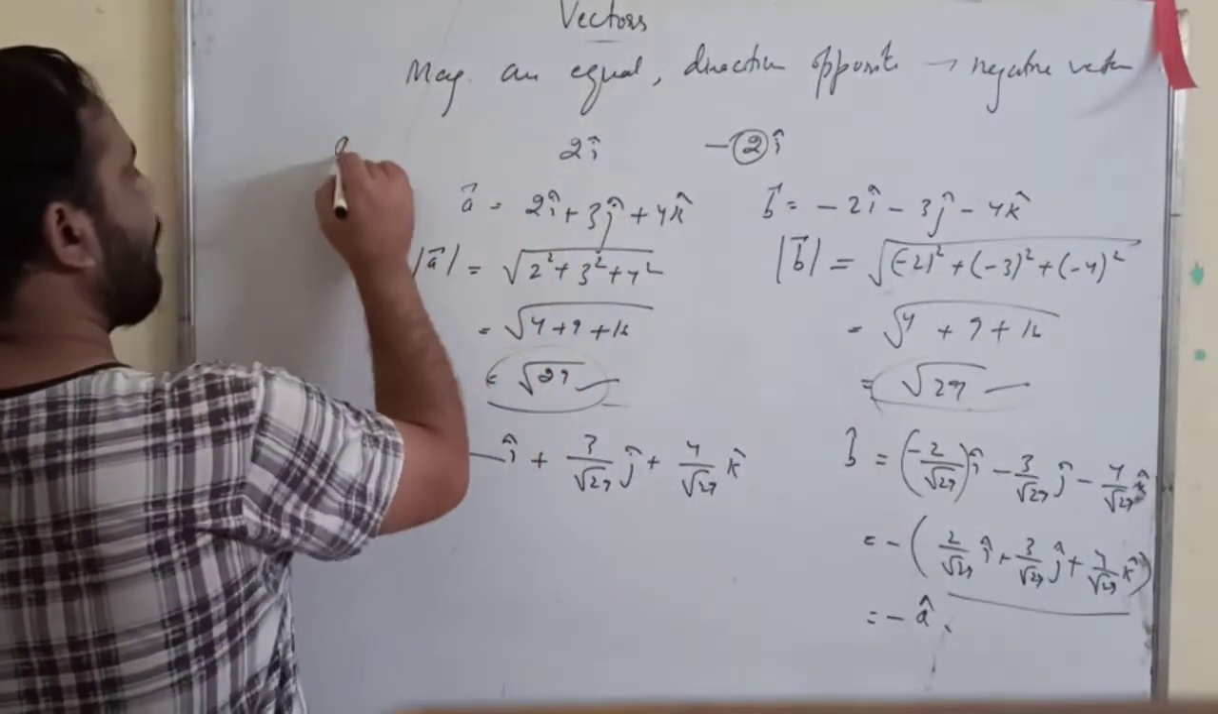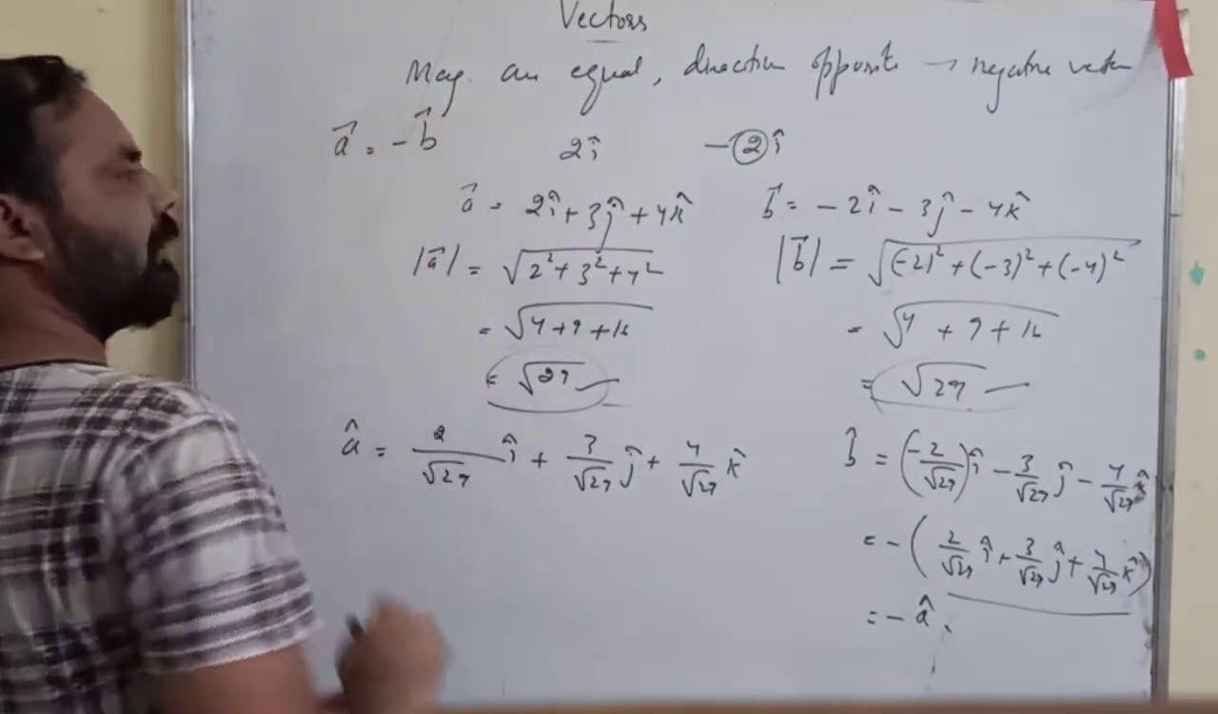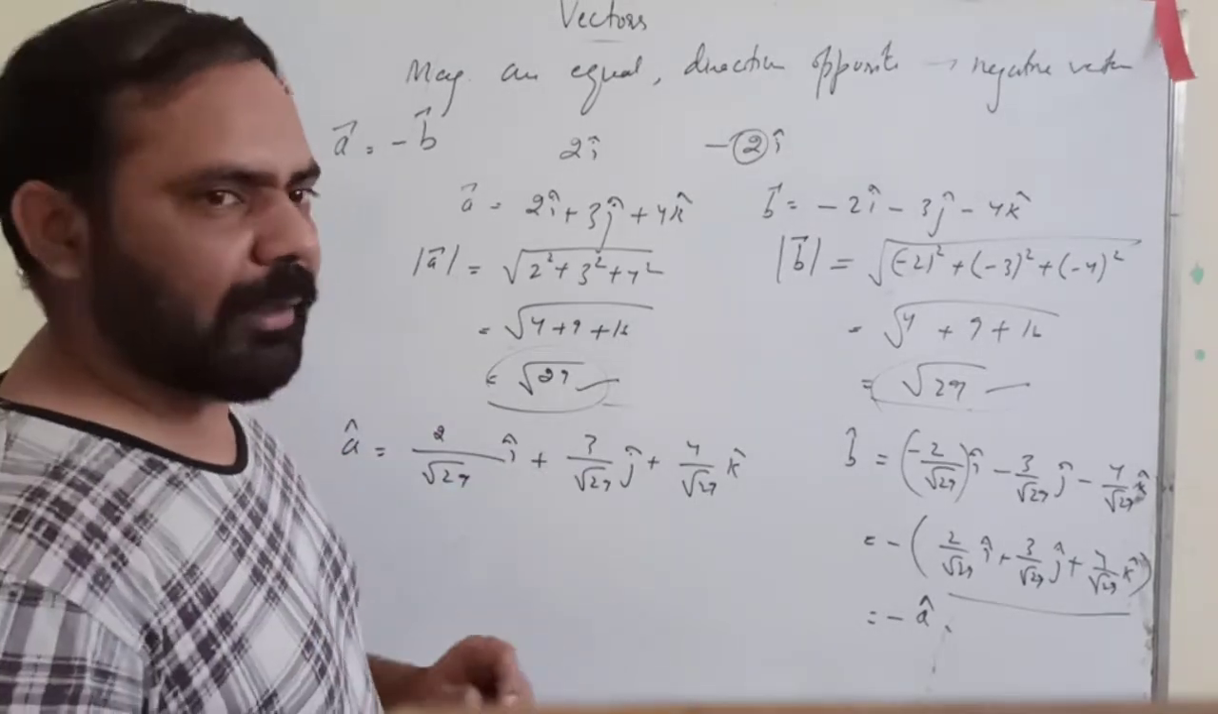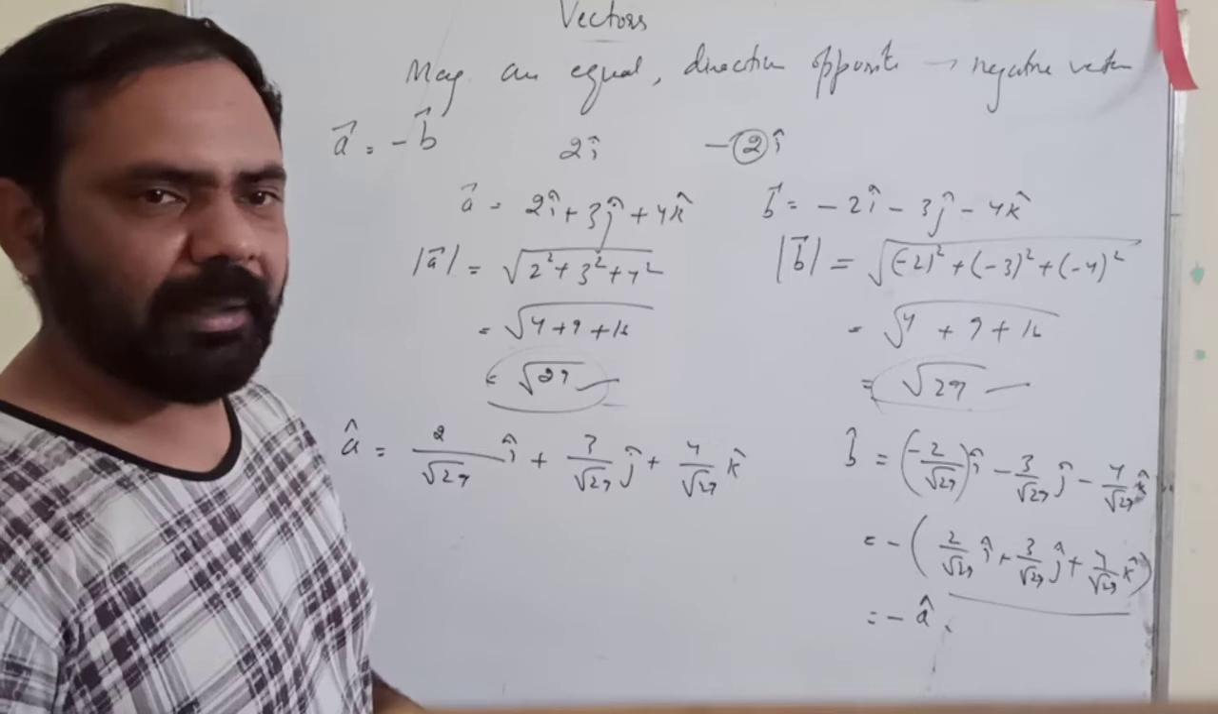So you can say that A vector is equal to negative of B vector, right? Simple.